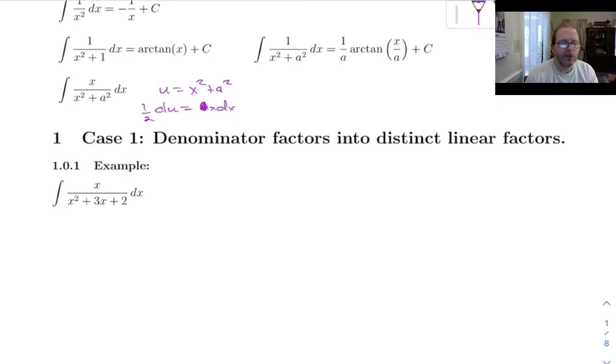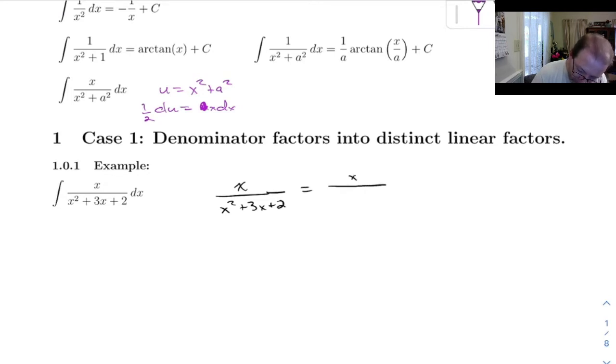All right, case one. This is where you have a denominator that factors into linear factors. So in this example, for a while, I'm going to pull the integrand out and we're going to work on it individually. So we've got x over x squared plus 3x plus 2. Well, what I want to do is break that up. First I want to factor this: x plus 1 and x plus 2.